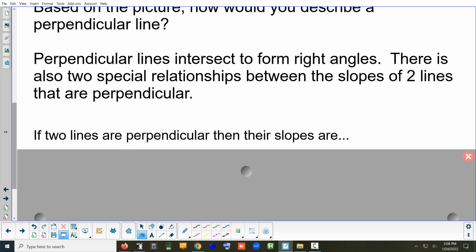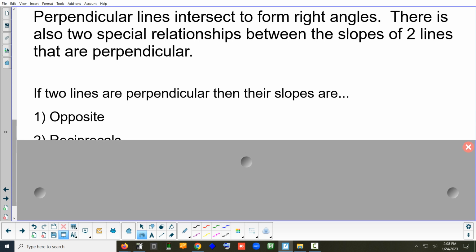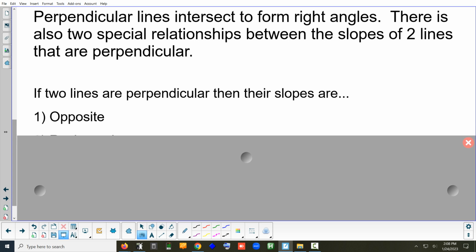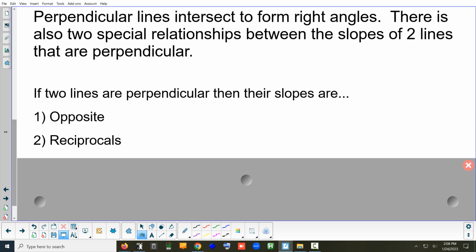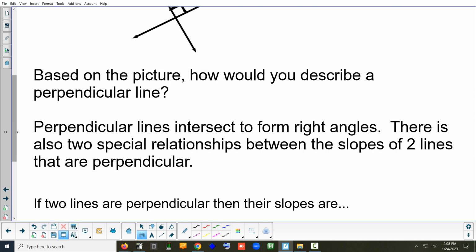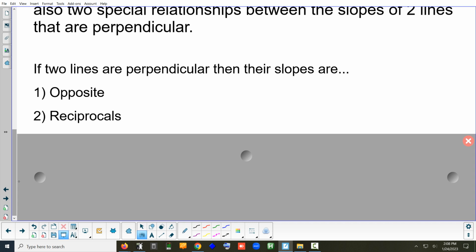So it says if two lines are perpendicular, then their slopes are two things: opposites and reciprocals. So on line 1, I know it's kind of bigger than what you really need to write. Line 1, put the word opposite. And line 2, put the word reciprocal. We're going to practice what that means first.